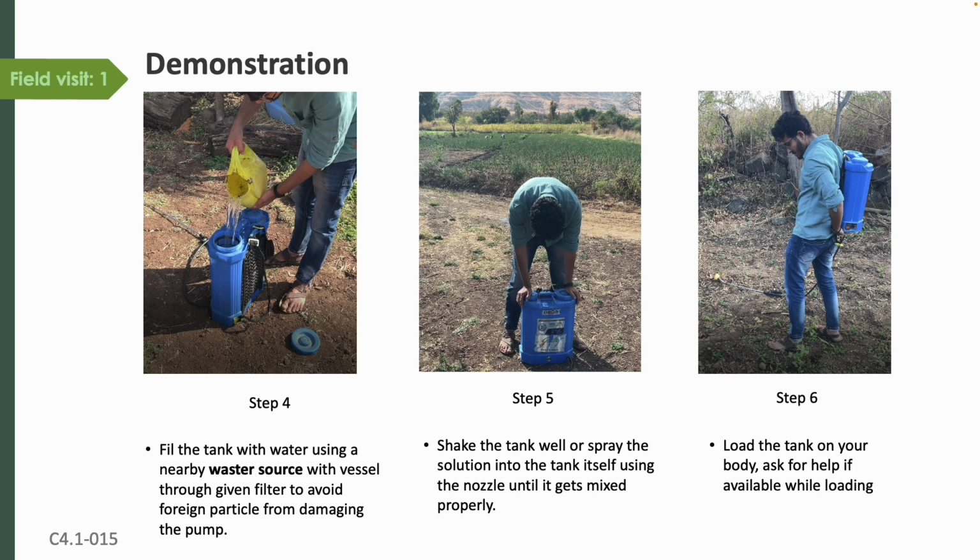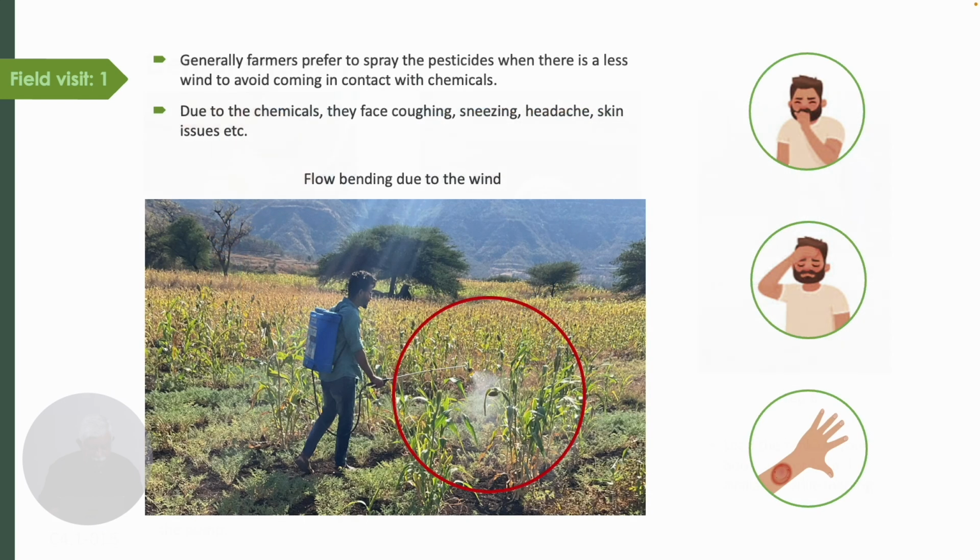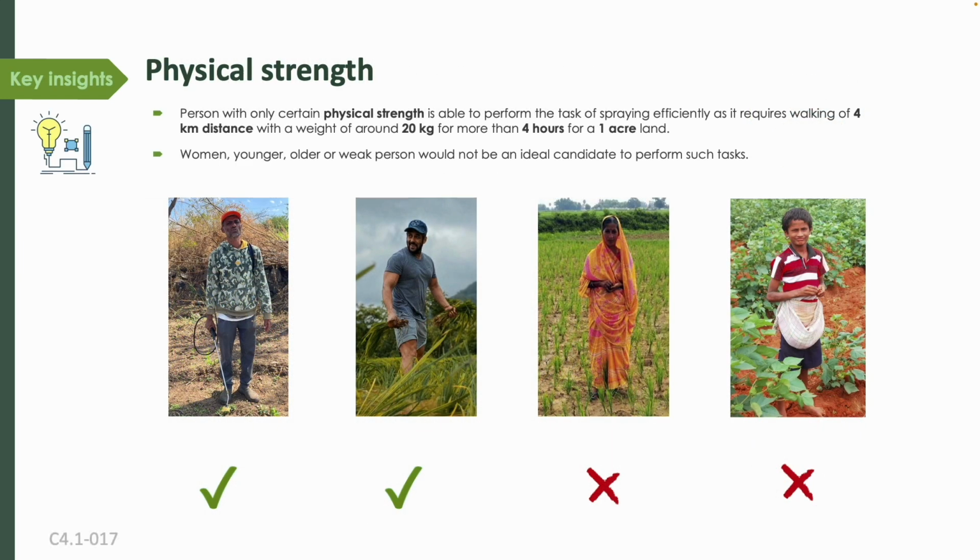Then he also had the equipment demonstrated, first by the farmer, then he himself tried to use it, put it onto his back and go and spray. And he had a lot of issues. If the wind is against you, then you get it onto your face, coughing, sneezing, headache, skin issues. So there are some things, physical strength, for example, and so it means that you need to be an able person to do it. So others cannot actually make use of it.